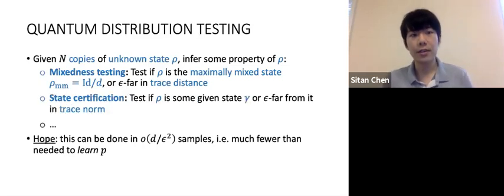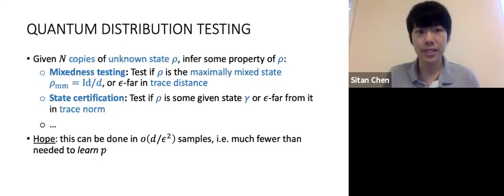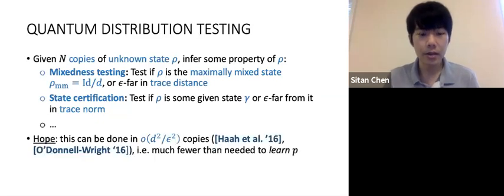The analog of identity testing is what's called state certification. Namely, given some prescribed state gamma, I'd like to test whether rho equals gamma or is epsilon far in trace norm. And again, the goal is to do this in much fewer copies than it takes to actually fully learn the underlying state rho. Okay, so the fact that it takes d squared over epsilon squared copies to fully learn rho is a highly non-trivial fact. This was shown in recent work by Haah et al. and O'Donnell and Wright.